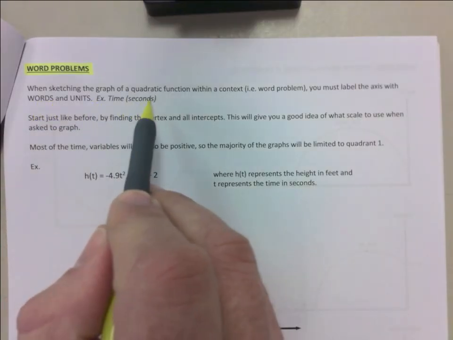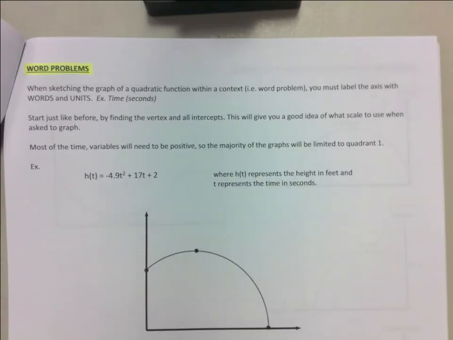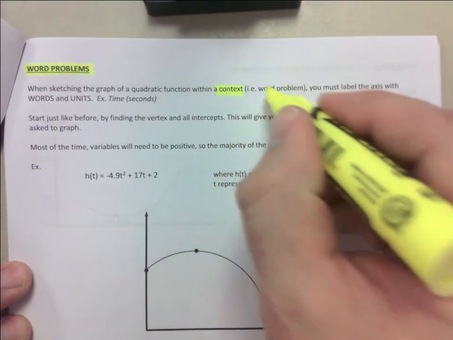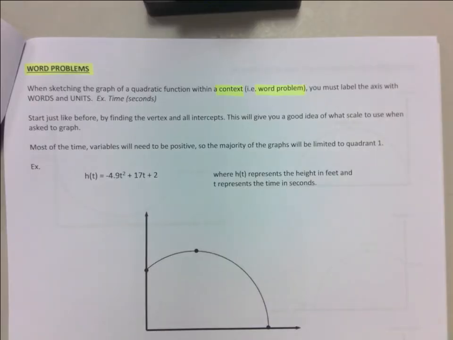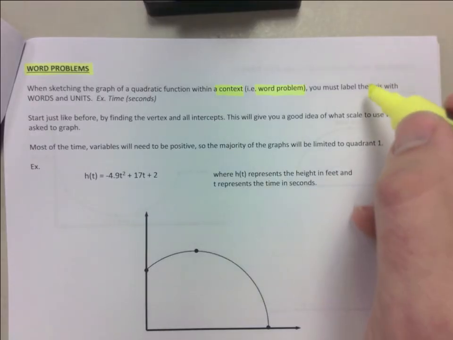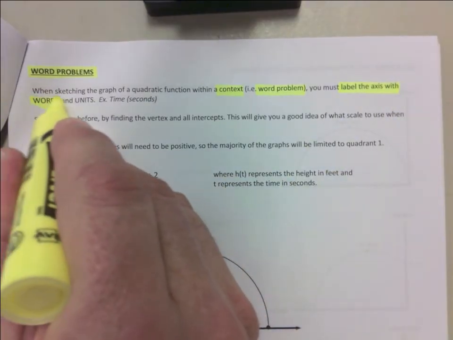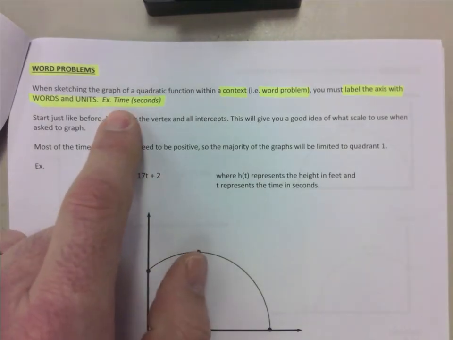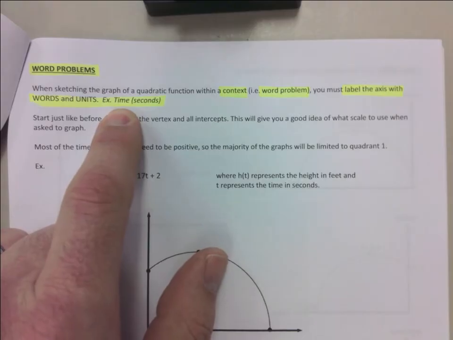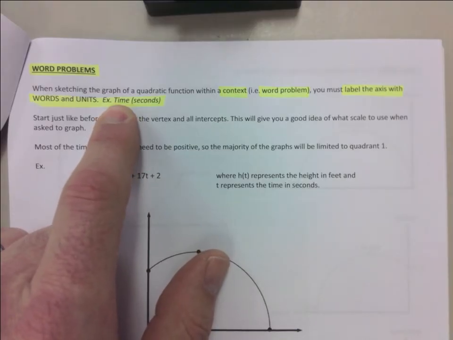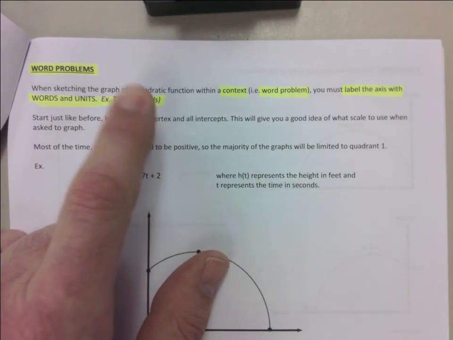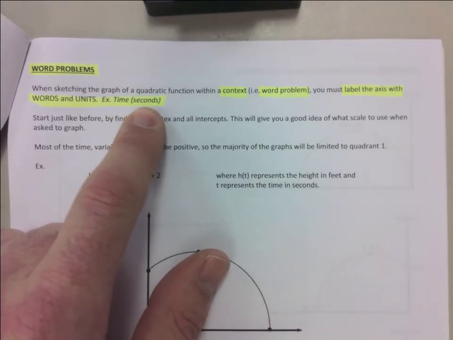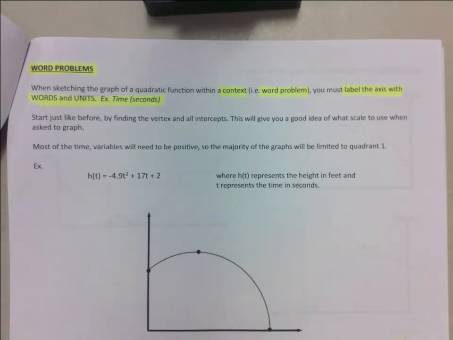When sketching the graph of a quadratic function within a context, right? If there's a context, there's a word problem attached to it. You must label the axes with words and units. So you can no longer get away with x and y. You have to go, what does x represent? Is it time? Okay. What units are we talking about? Is it days, years, months, seconds? You got to put that in as well. The question will tell you that, so you don't even have to guess.